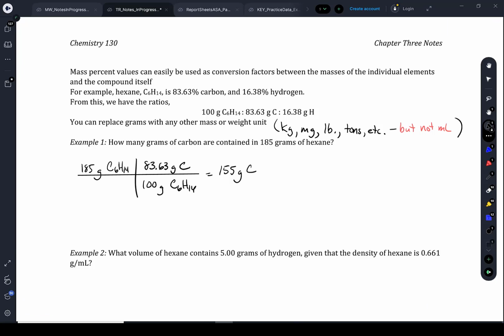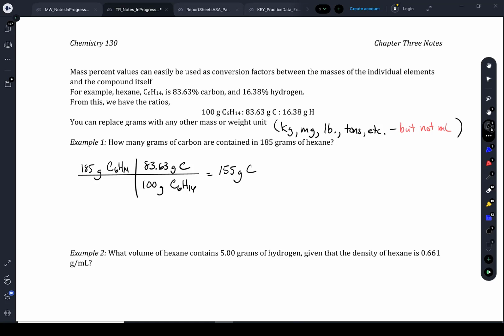How many grams of hydrogen would there be? 30. Why? How could you do that so fast? Yes, because there's only two elements. And if you have 185 grams and 155 grams is carbon, the leftover must be hydrogen. Yeah. Always keep that kind of logic in your mind. You're going to use it a lot. Okay.